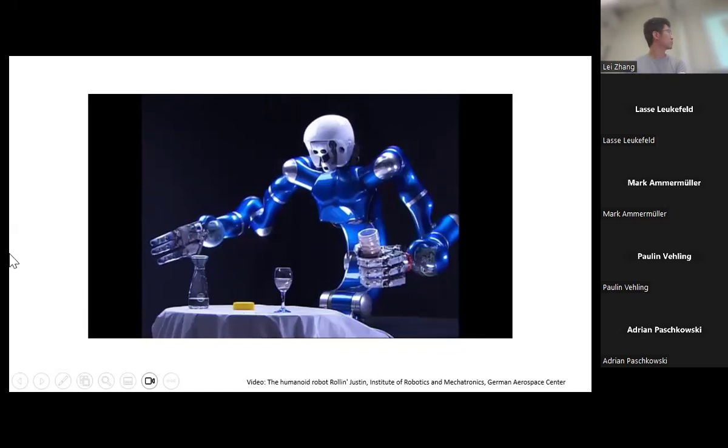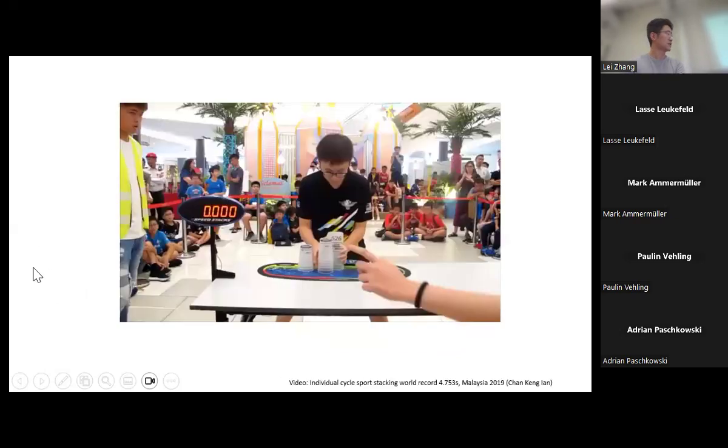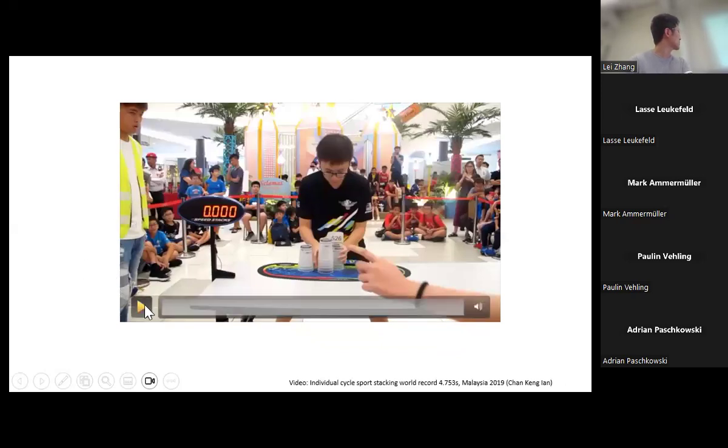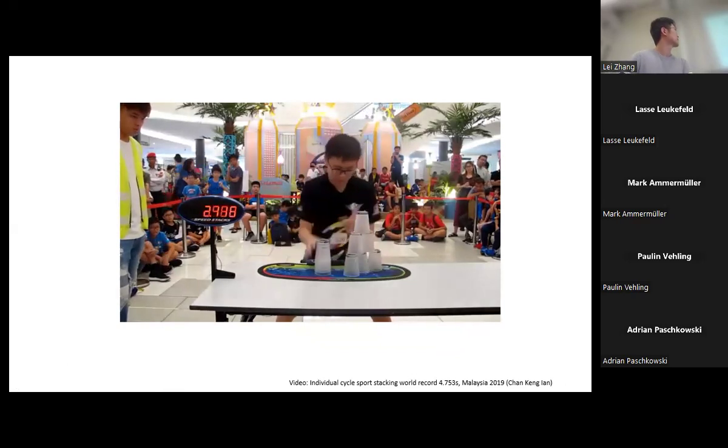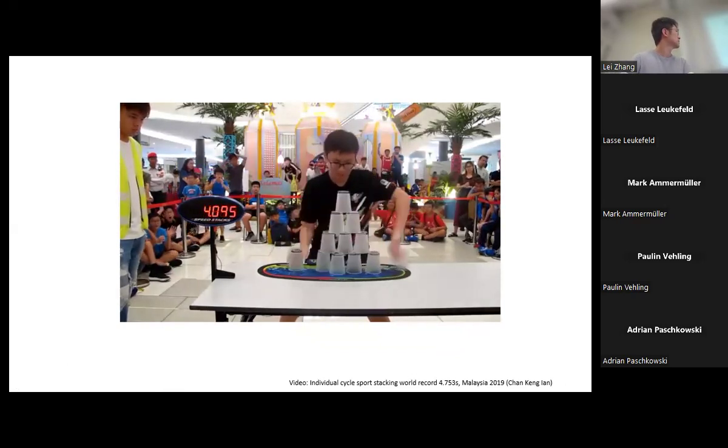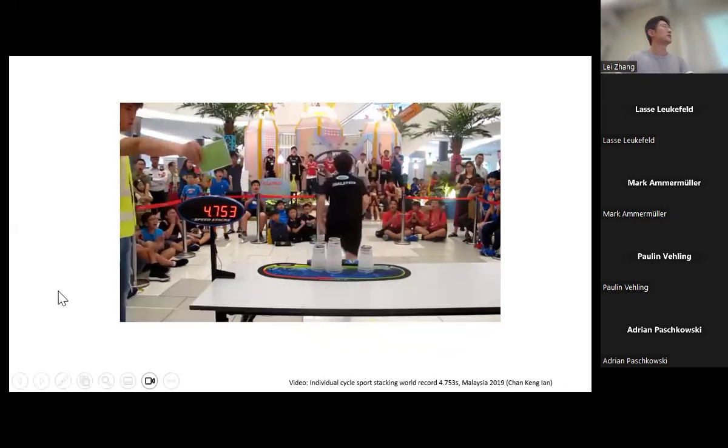And for the next example, I want to show you a human subject. Let's see what this little kid can do. This child can do this very complex task within 5 seconds. I want to understand what's happening in his brain and also in his motor system. And that's why we got interested in studying human motor control.